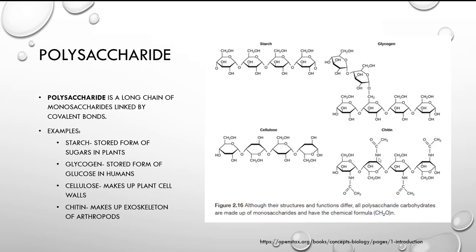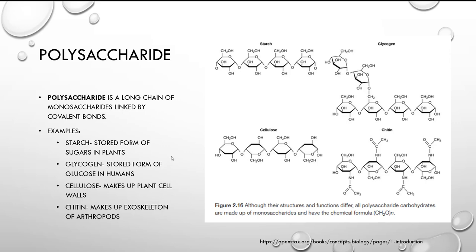And then chitin is a little different. It basically makes up the cell wall of fungi, but also makes up the exoskeleton of some of our arthropods. And if you notice, it's not just glucose. Well, there is some glucose there, but it also has nitrogen. So that's why I didn't want to lump it in with these guys. So that's just another type of polysaccharide.